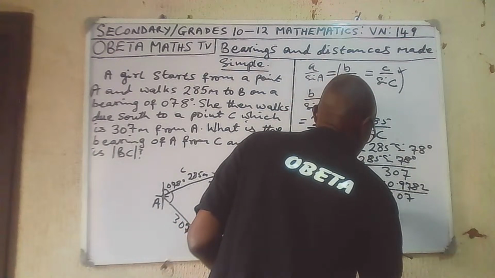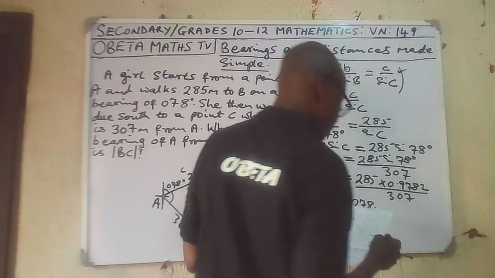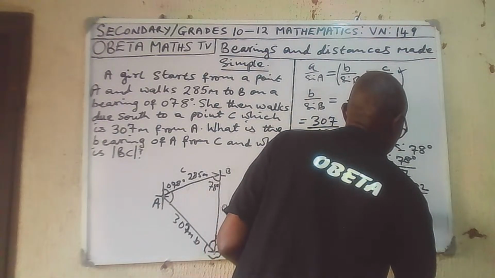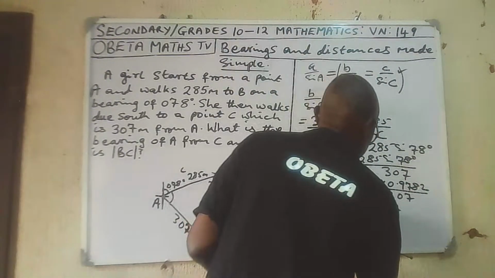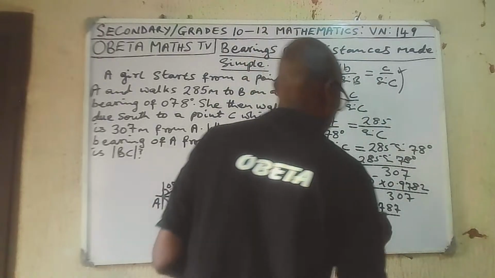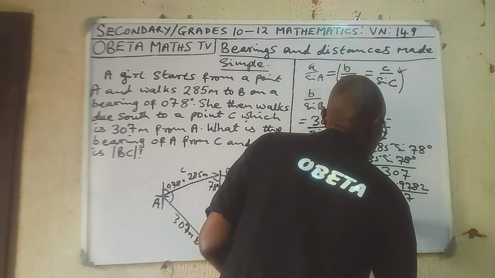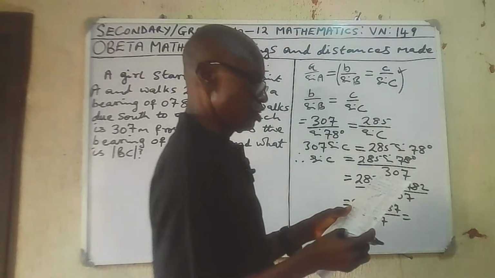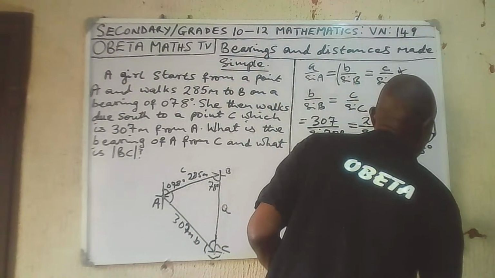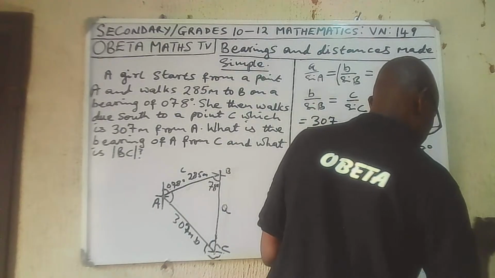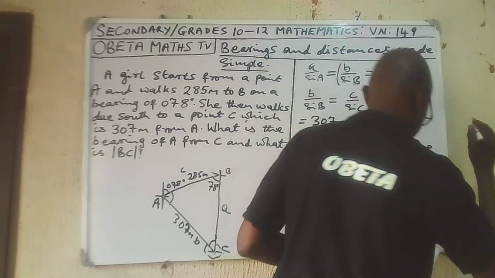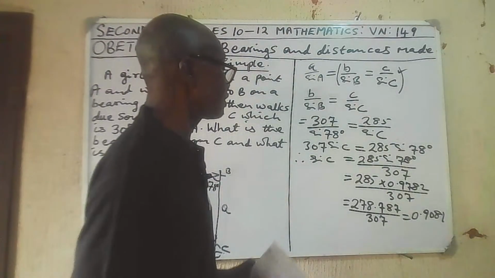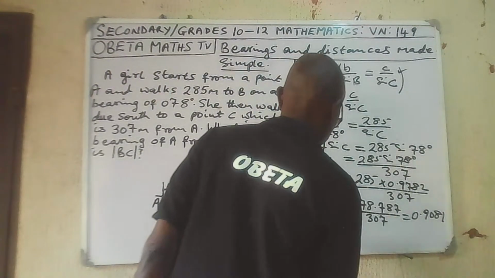And if you multiply, that will give us 278.787, then all over 307. When you divide, you have 0.9081. Okay, so that means to get the particular angle, we have to look for sine inverse of this.